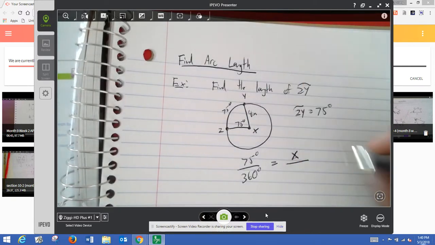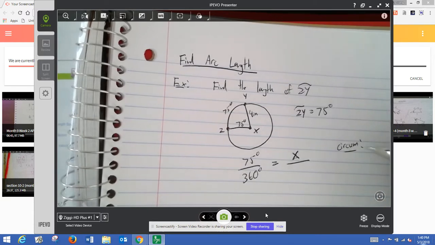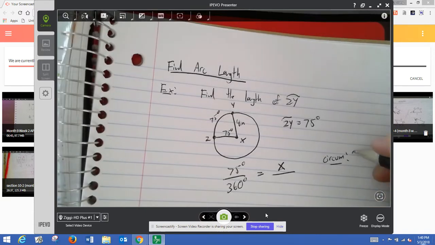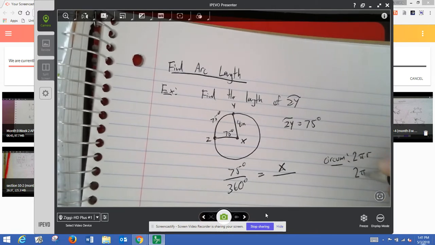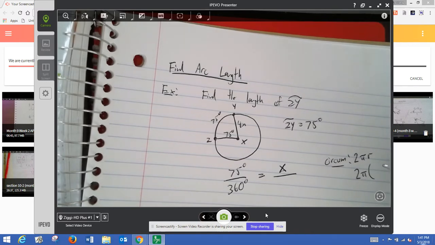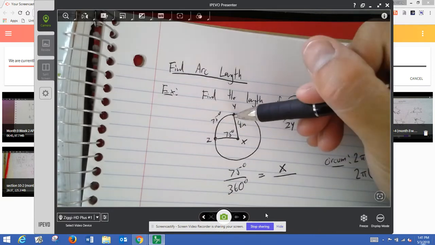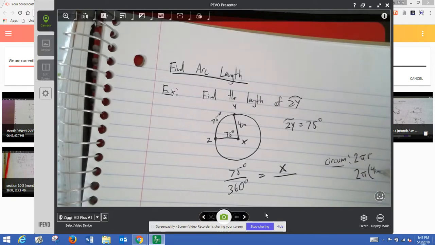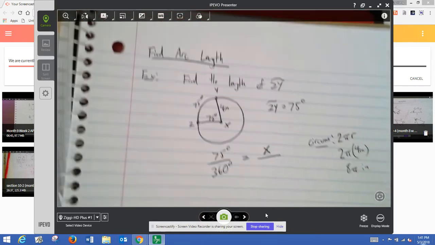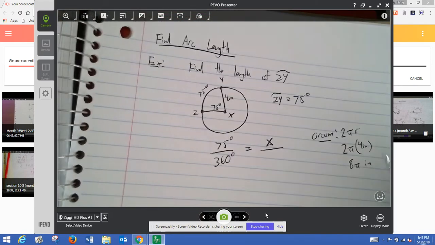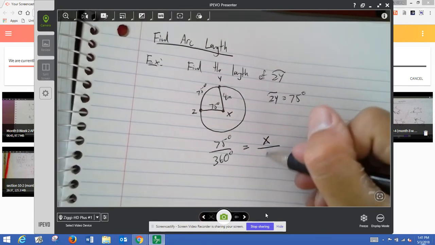How would you calculate the circumference? I'll write it off to the side here: 2 pi r. What is the radius on this circle, my friends? The radius. The 4 inches, yeah. The actual length, 4 inches. That would be 8 pi, and you could say inches, okay? That's 2 pi times 4. So that gives me a circumference of 8 pi, right? So this is 8 pi.